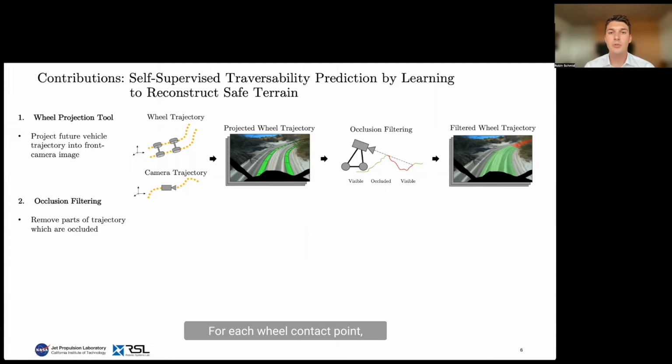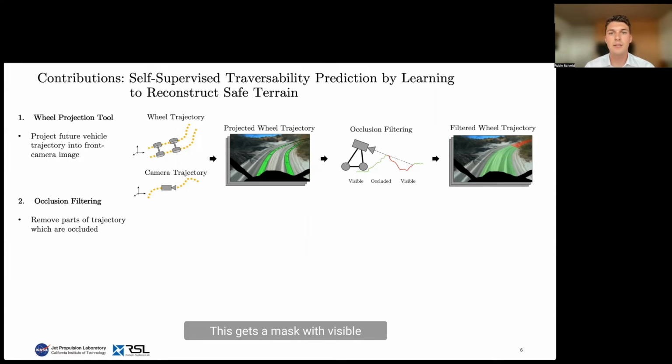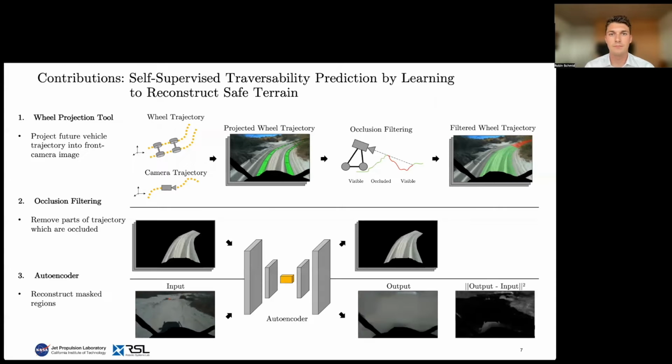For each wheel contact point, we do a nearest neighbor search, which finds the points closest to the camera to the wheel point ray, compare the distance to the camera, and then remove these occluded parts. This gets a mask with visible traversed ground, like here in green. Lastly, we train an autoencoder on masked image regions.